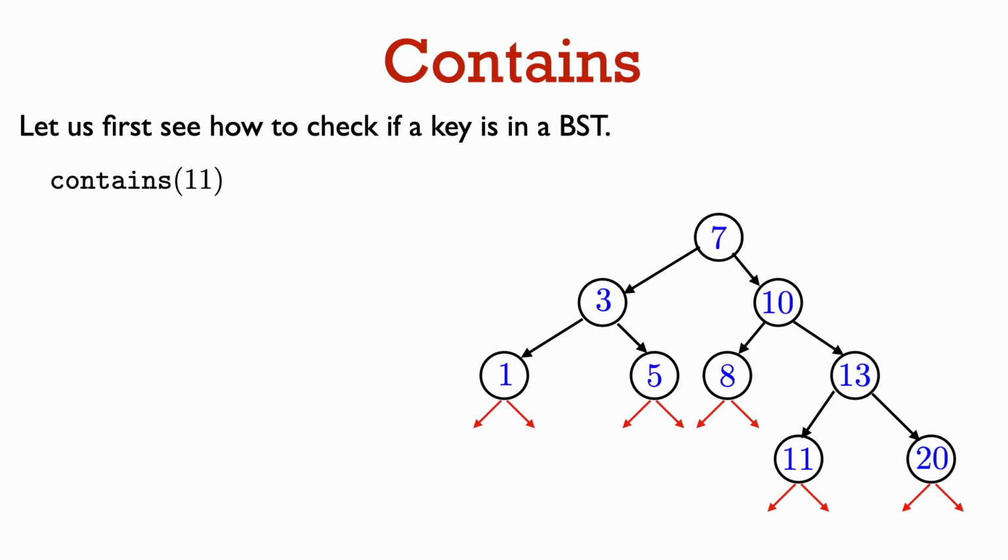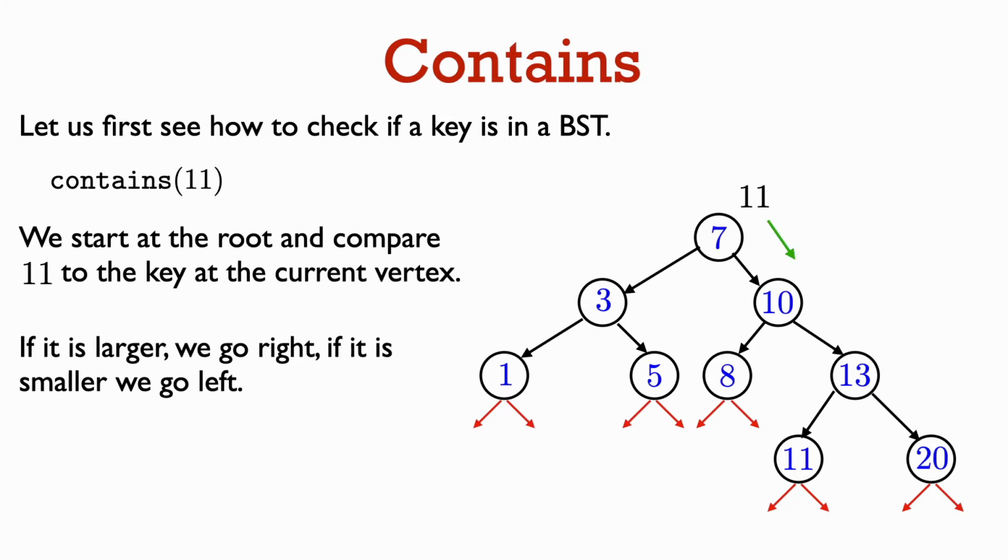We make crucial use of the BST property to tell us where in the tree to continue our search. Let us look at the example where we are searching for key 11. We first compare 11 to the key at the root. 11 is larger than 7, so if 11 is in the tree, it must be in the right subtree of the root. We thus continue our search at the right child of the root.